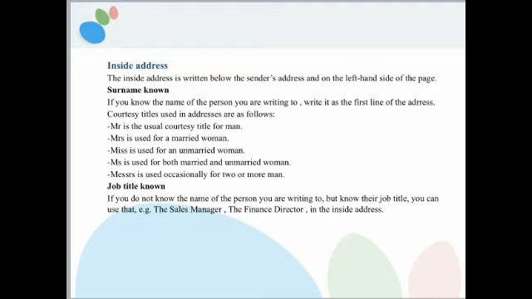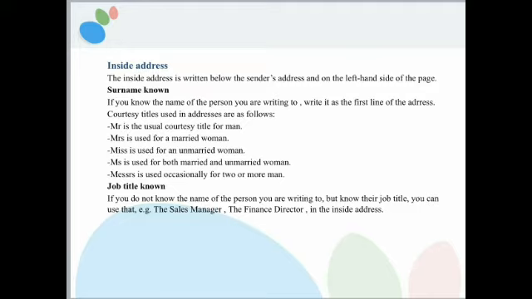Mr. is the usual courtesy title for men. Mrs. is used for a married woman. Miss is used for an unmarried woman. Ms. is used for both married and unmarried women. Messrs. is used occasionally for two or more men.